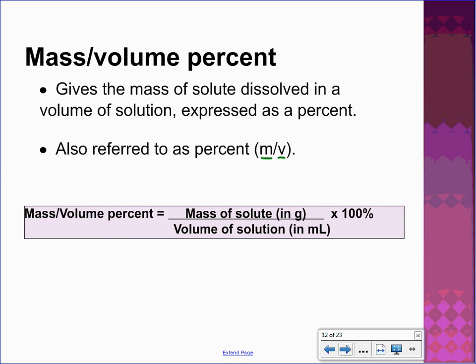The formula that you'll use to calculate mass volume percent is provided in the following box. So for mass volume percent, this is equal to the mass of the solute, and that mass of solute should be in grams, divided by the volume of the solution, and that volume should be in milliliters. Because it is a percent, we multiply it by 100.